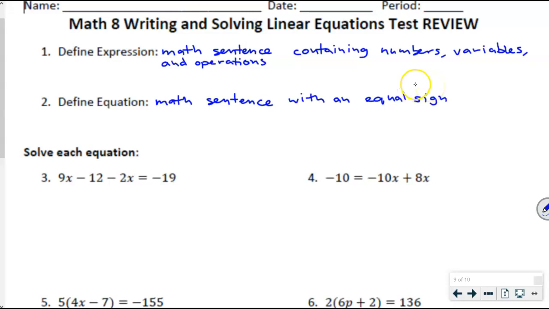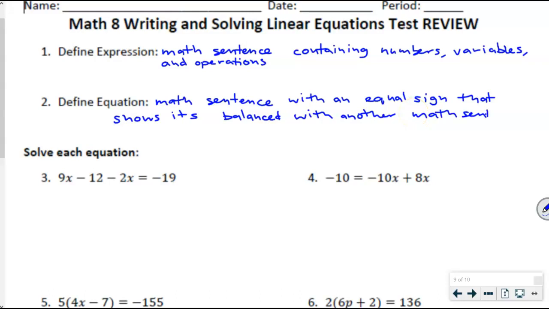You're telling me what we do with equations, but you're not defining it. So it's a math sentence with an equal sign that shows, Berkeley, we're just going to add on to what you said, that shows it's balanced with another math sentence on the other side. In other words, you've seen this lots of times, an equation is an expression equal to an expression.